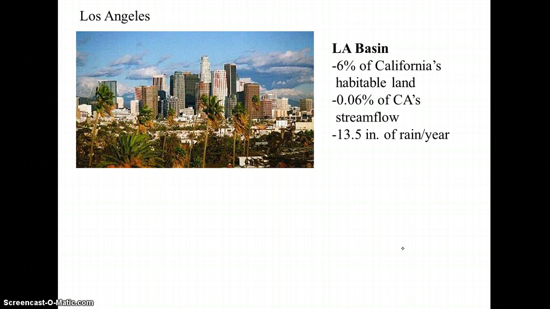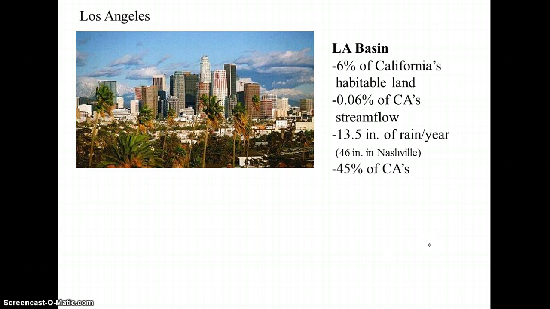It gets about 13.5 inches of rain a year, so it's just a little bit more rain than a desert, so pretty dry. And it's very seasonal, by the way. It mostly falls in the winter and it doesn't fall at all in the summer. You can see by comparison, Nashville gets about 46 inches of rain a year.